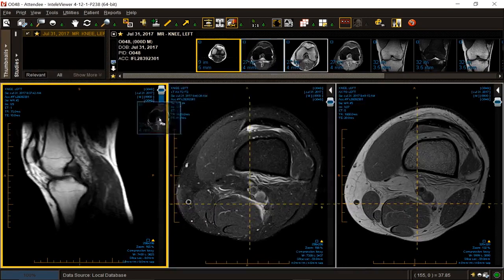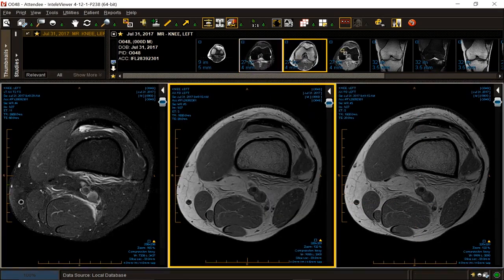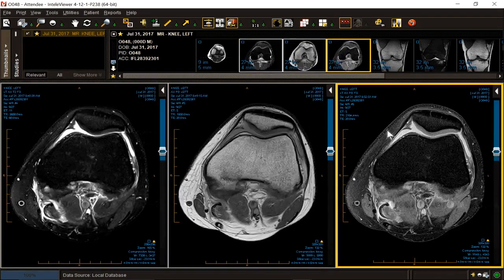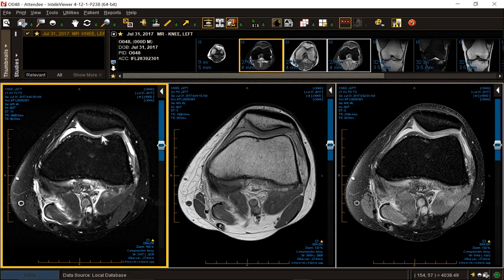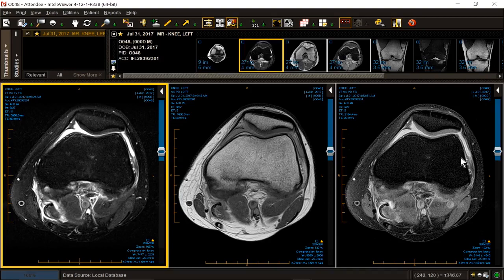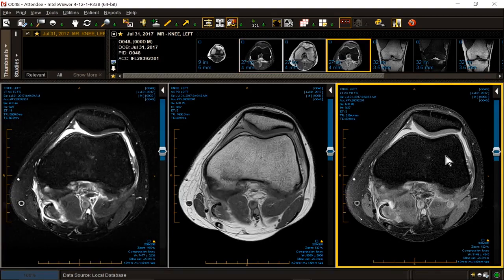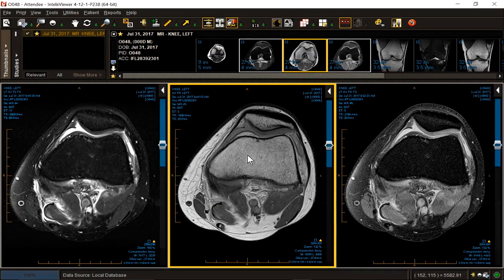Got 3 axials for goodness knows what reason. Don't need 3 axials, only need 1. Have an axial T2 fat suppression, have an axial PD fat suppression, more water weighted, pretty water weighted, morphologically weighted.